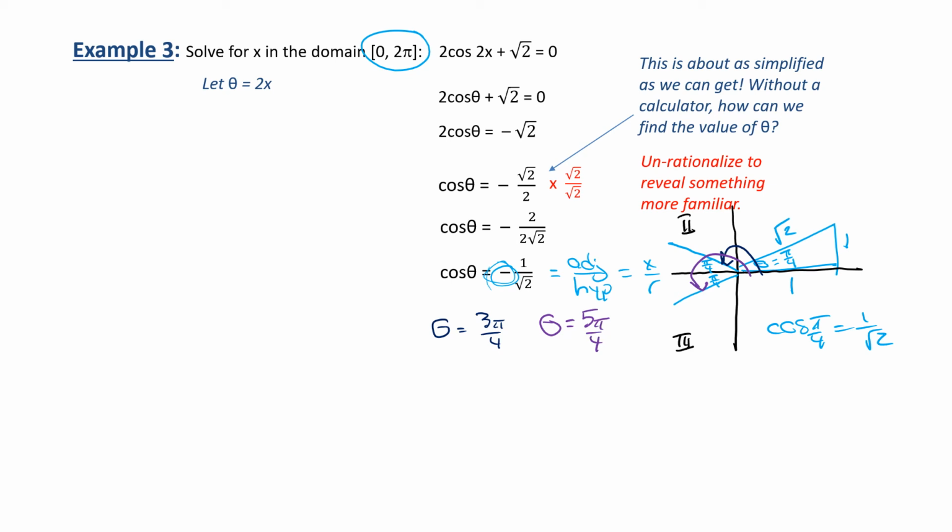But now we go back to our original exchange that we made here, and we're going to put that all back in. Back to a 2x. 2x equals 3 pi over 4. That was 1. And 2x equals 5 pi over 4. Divide both sides by 2. 3 pi over 8. 5 pi over 8.